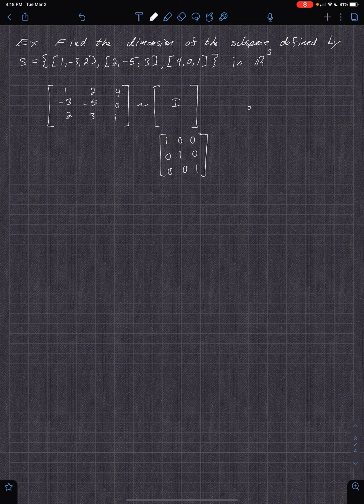Therefore, the dimension of S is equal to 3. The span of these vectors forms S, and it is a basis. So these 3 vectors form a basis, and all vectors are linearly independent.